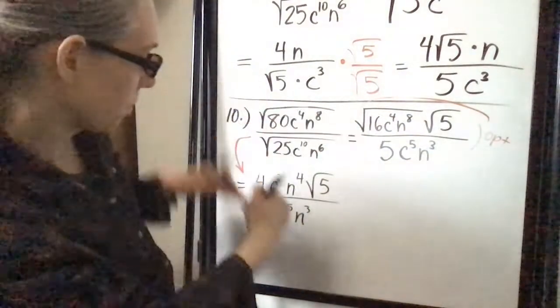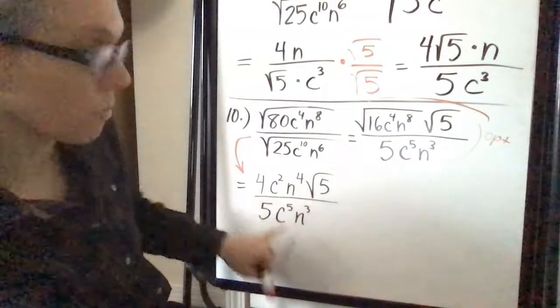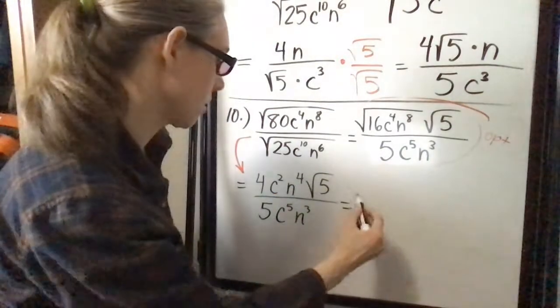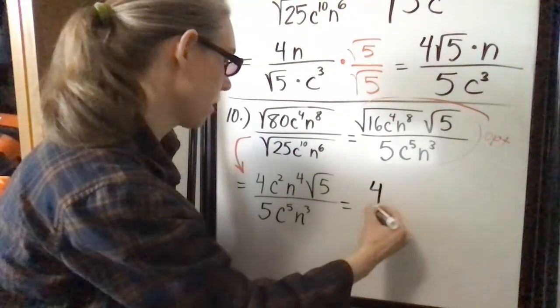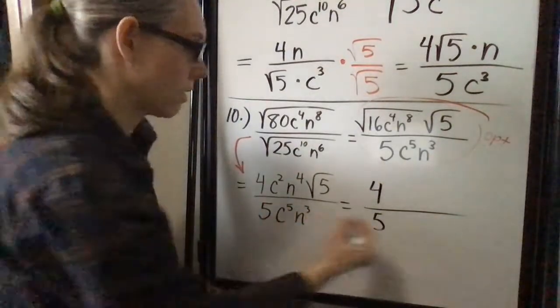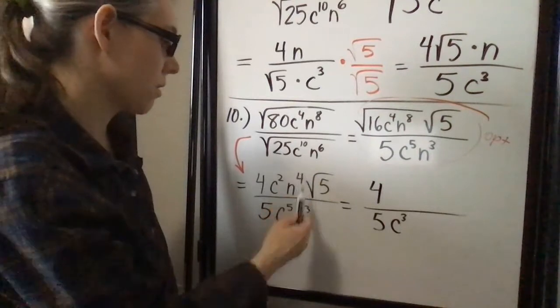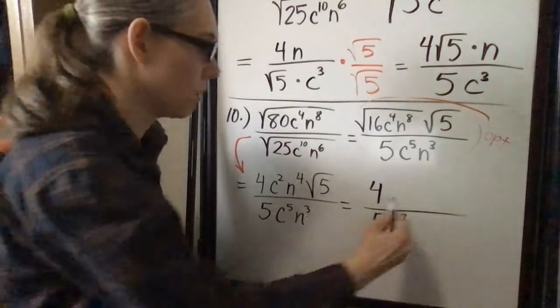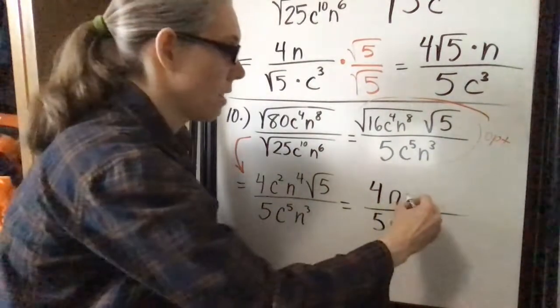Now once you've gone from here to here, then you want to simplify your fraction. This is the reducing part, right? So you have a 4 over 5, c squared over c to the 5th, you're left with c cubed in the denominator, n to the 4th divided by n cubed, you're left with an n to the 1st power in the numerator, and then square root of 5.